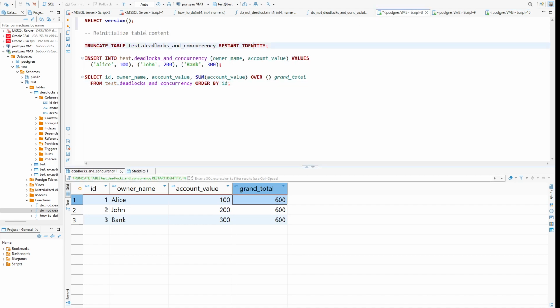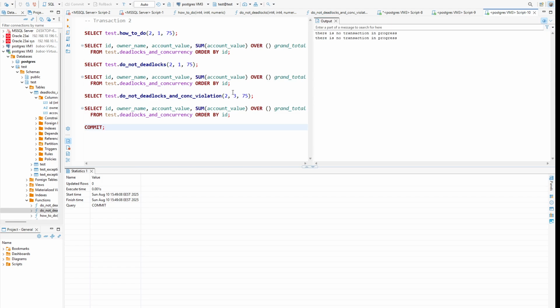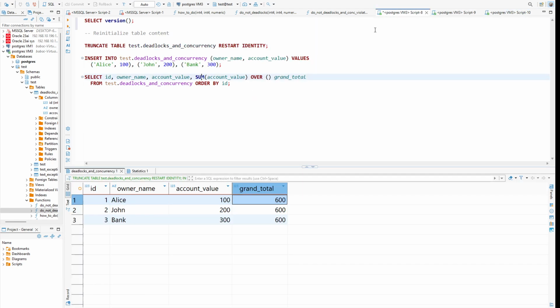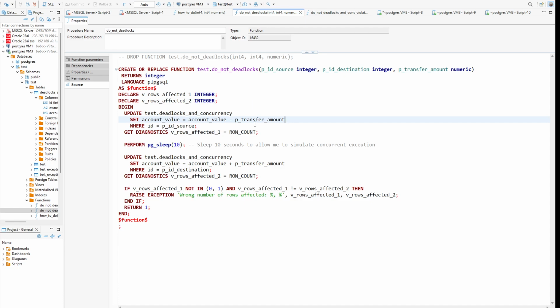Let's reset our environment, because right now the environment is affected by the modifications we have done. Okay, let's reset. As you can see, we are starting from scratch with the same existing values. Let's execute the second example.